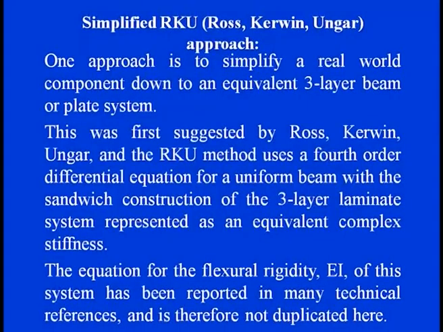So, the first is the RKU approach. The RKU approach is nothing but, you see, three scientists, Ross, Kerwin and Unger, who offered this, and they said that we can simply go with the real world component and straightaway make an equivalent 3-layer beam or plate for such systems. They suggested a method that uses a 4th order differential equation for this uniform beam, which has a sandwich kind of feature in this 3-layer laminated system, and they simply replace this 3-layer laminated feature with the equivalent complex stiffness.